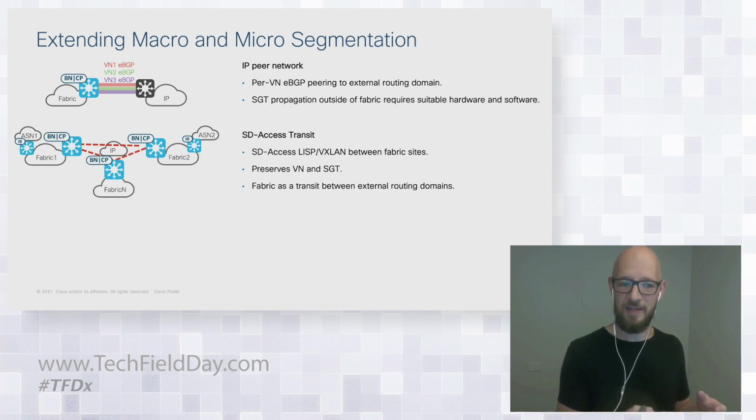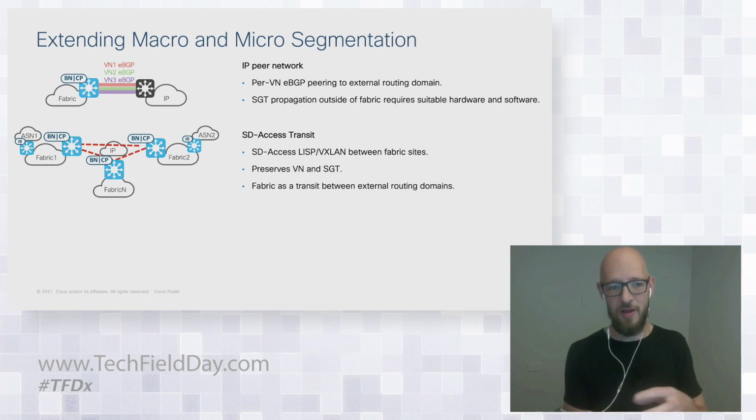The second is SD-Access as a transit. So in this case, the borders essentially exchange reachability information with the control plane, and when there's traffic moving from one fabric site to another, obviously a border will do a lookup, realize that it's in a different fabric site, and VXLAN tunnel traffic between SD-Access fabric sites.